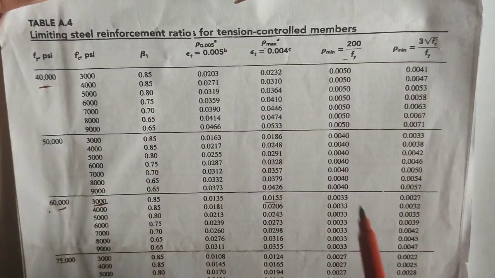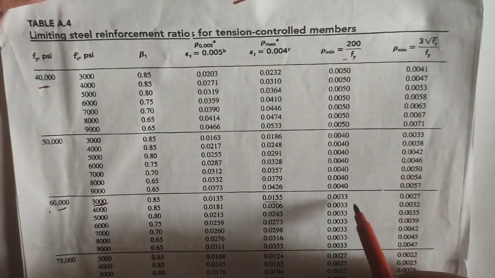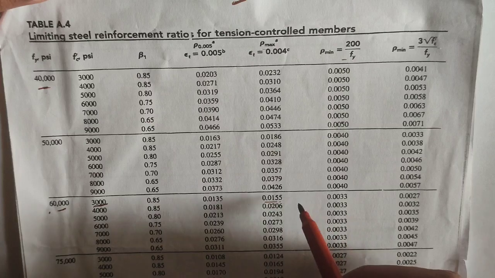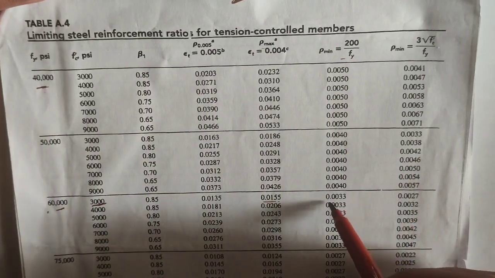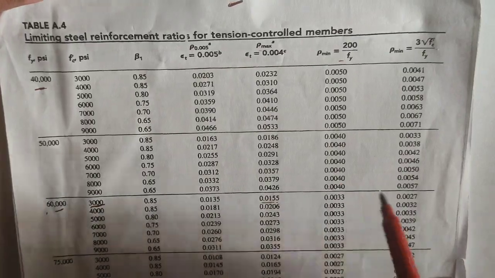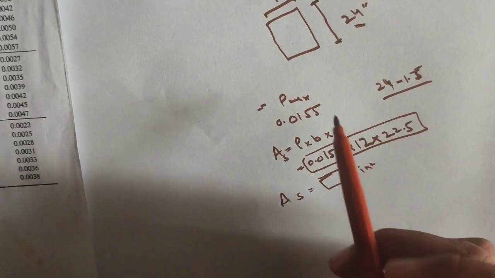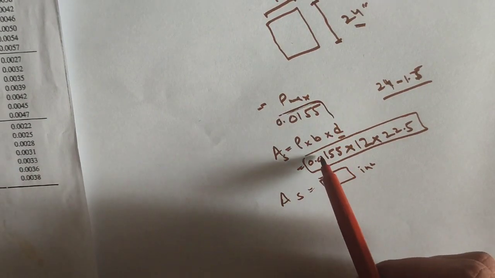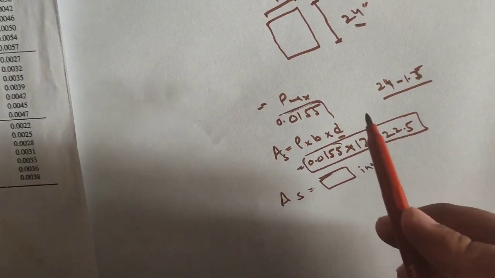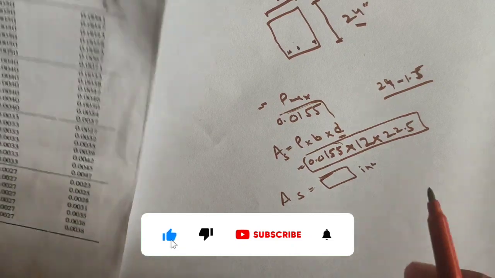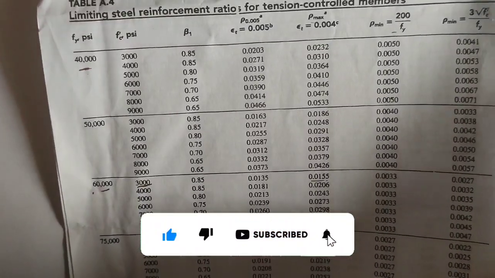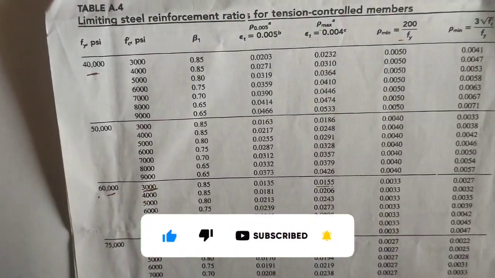Let's suppose we have 0.0033 from this formula and 0.0027 from this formula. We will use this one for our minimum, and in the same way we will calculate the area by putting our rho minimum value at this point, and we will get our minimum value of steel, which will be put here. So this was a simple lecture about limiting steel reinforcement. Now we are moving forward.